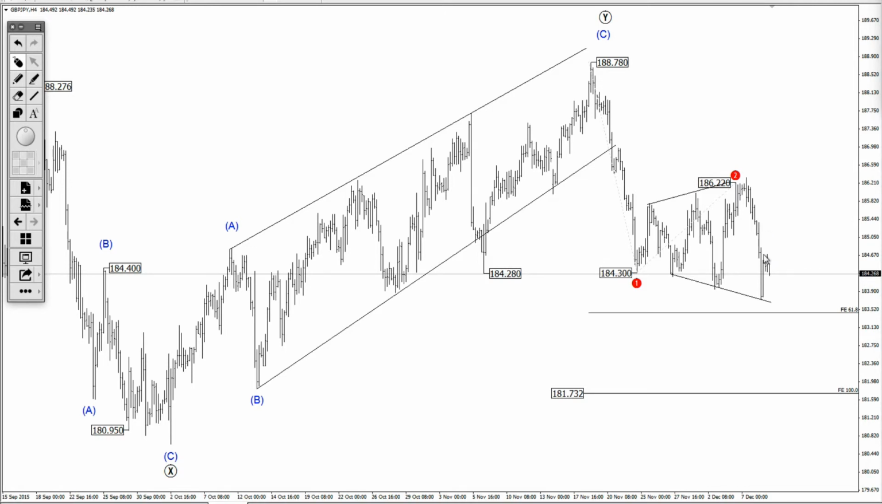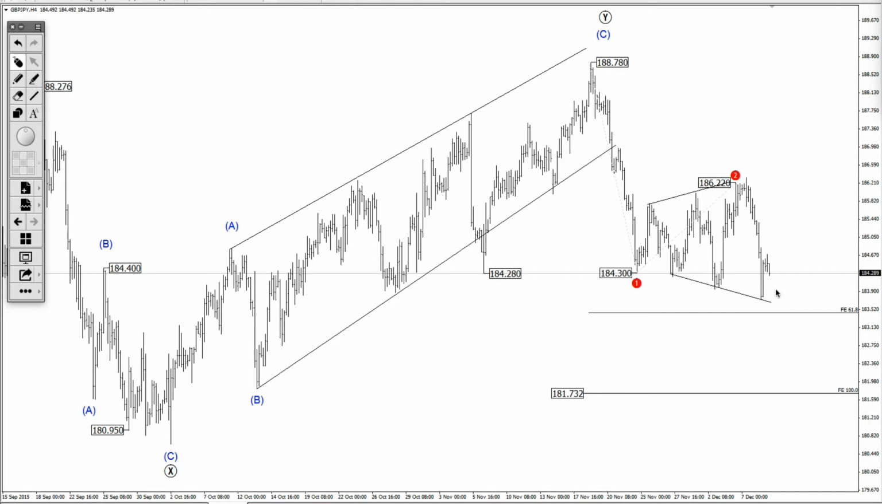I closed my trades near the low end of yesterday's price action, but now I have a new trade setup. So sell stop at 184, stop loss 184.5, take profit 181.8. So the take profit is again near this 100% Fibonacci expansion level.